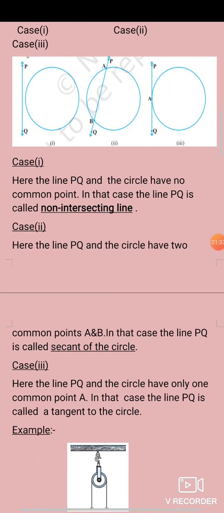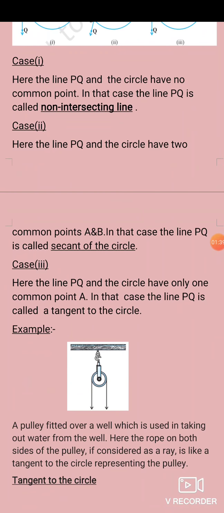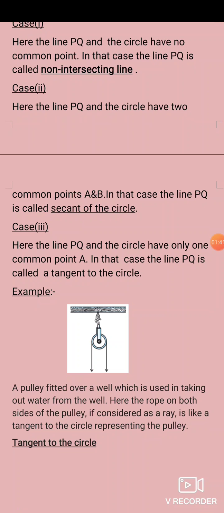Okay. Now the example of a tangent to the circle. That is a pulley fitted over a well which is used in taking out water from the well. Here the rope on both sides of the pulley, if considered as a ray, is like a tangent to the circle representing the pulley.